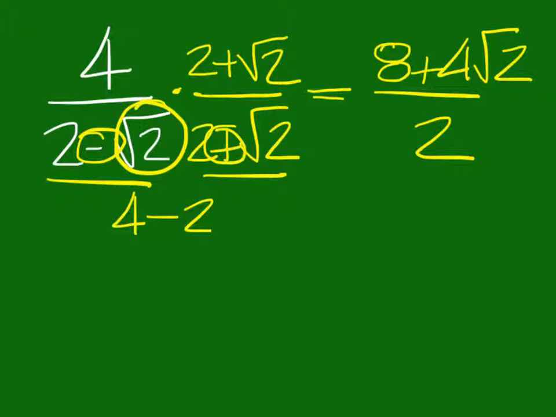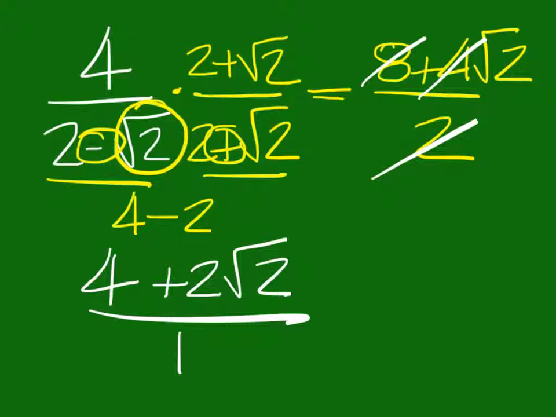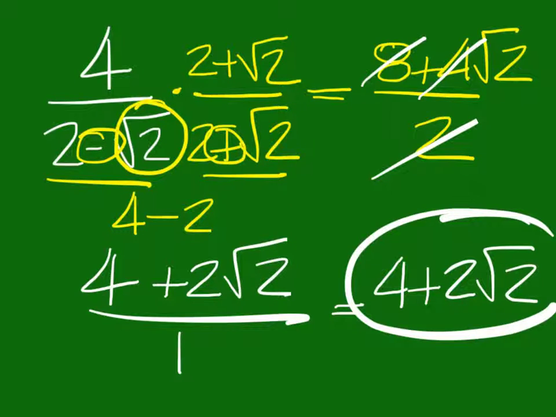Then you look at this. 8, 4, and 2. Is there any number that comes out of 8, 4, and 2 evenly? 2. So you can divide 8 by 2 to get 4. 4 divided by 2 is 2. And then 2 divided by 2 is 1. What can we never have in the denominator? A 1. So your final answer is 4 plus 2 square root of 2.